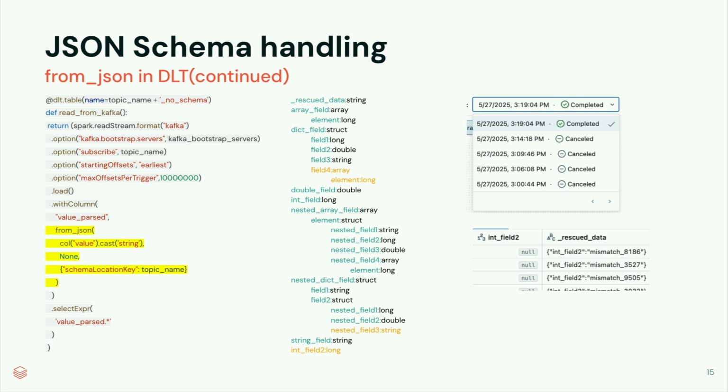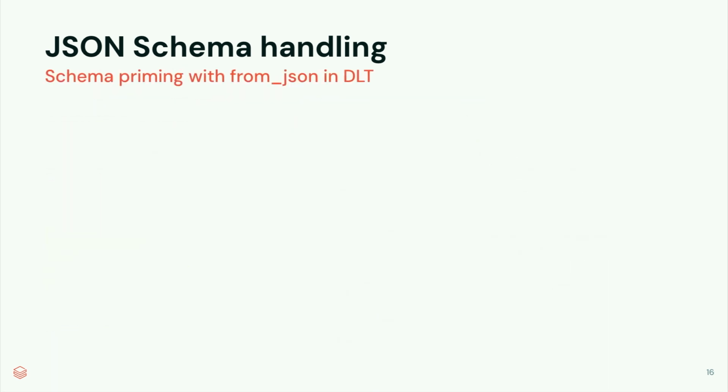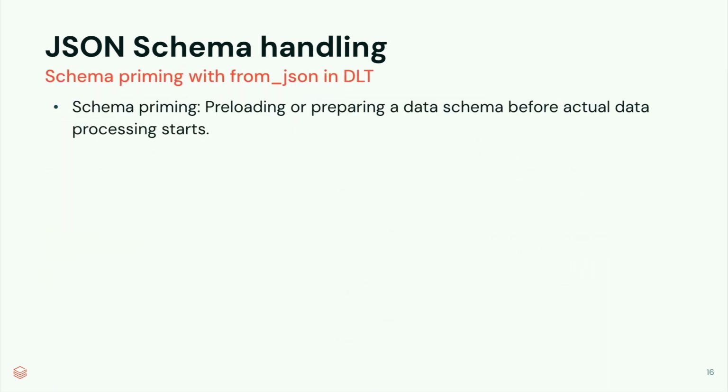Now, how do we avoid so many restarts? And how do we make sure there are certain fields that you wouldn't want to worry about the rescue data column for in your logic to process those fields? So how do you work around that? For that, we have a technique called schema priming. What schema priming is, basically, is preloading the schema of your data before you actually process the data, right?